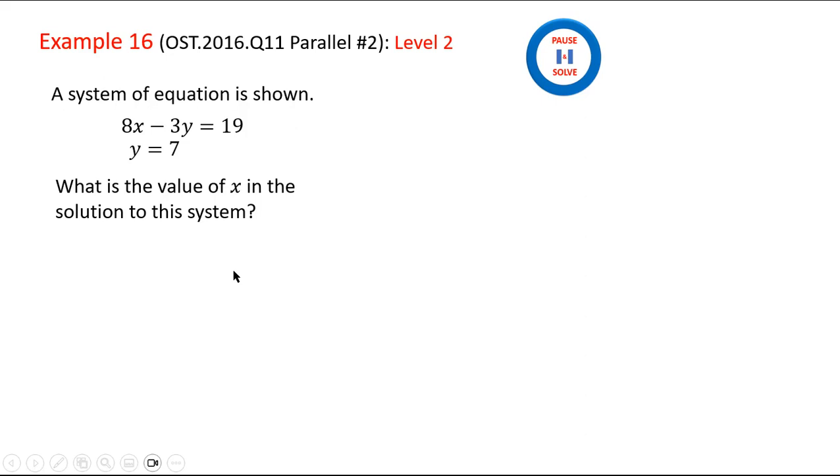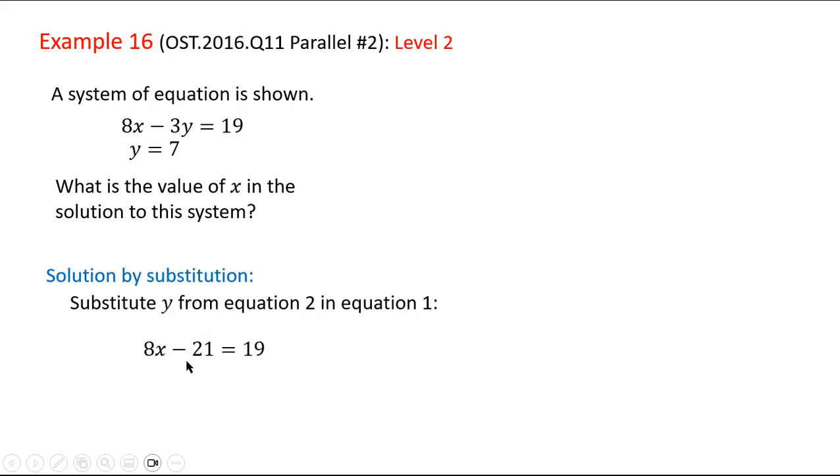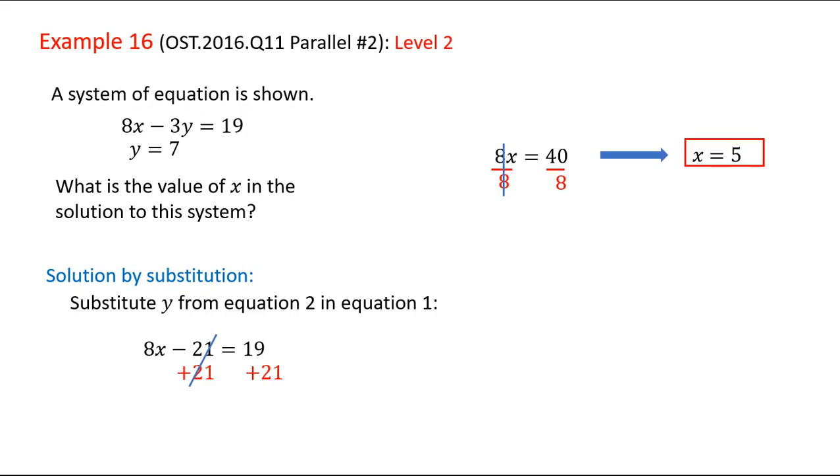Number 16, very similar now, but a little bit more complicated here. So y is 7, so you have to put 7 here, 7 here. So you get 8x minus 3 times 7, 21. And from here, solving one equation in one variable, add 21. 8x is equal to 40. Divide by 8. X is equal to 5. Okay. 5 times 8 is 40 minus 21 is 19.